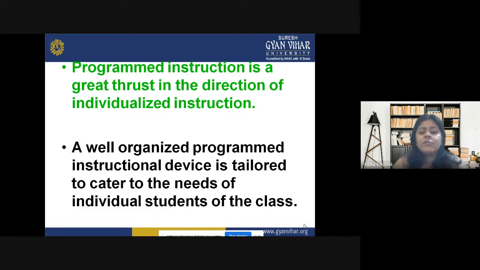All these things will be easily catered to by the teacher if well organized programmed instruction is given to them from where they have to learn.